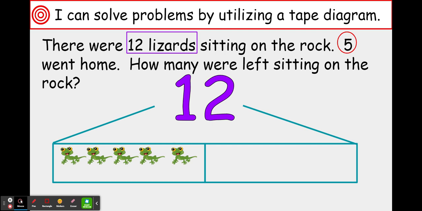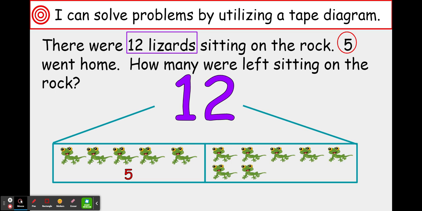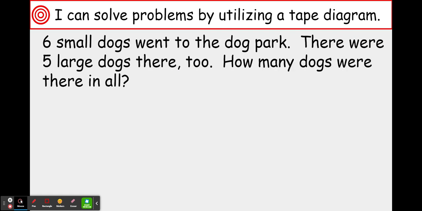Now I need to know how many are left. So what I'm going to do is count up from 5 to 12. So I have 5. Now 6, 7, 8, 9, 10, 11, 12. So how many more did I need? I needed 7 more. How many were left? 7 were left on the rock. 7 lizards. Okay, let's practice some more.